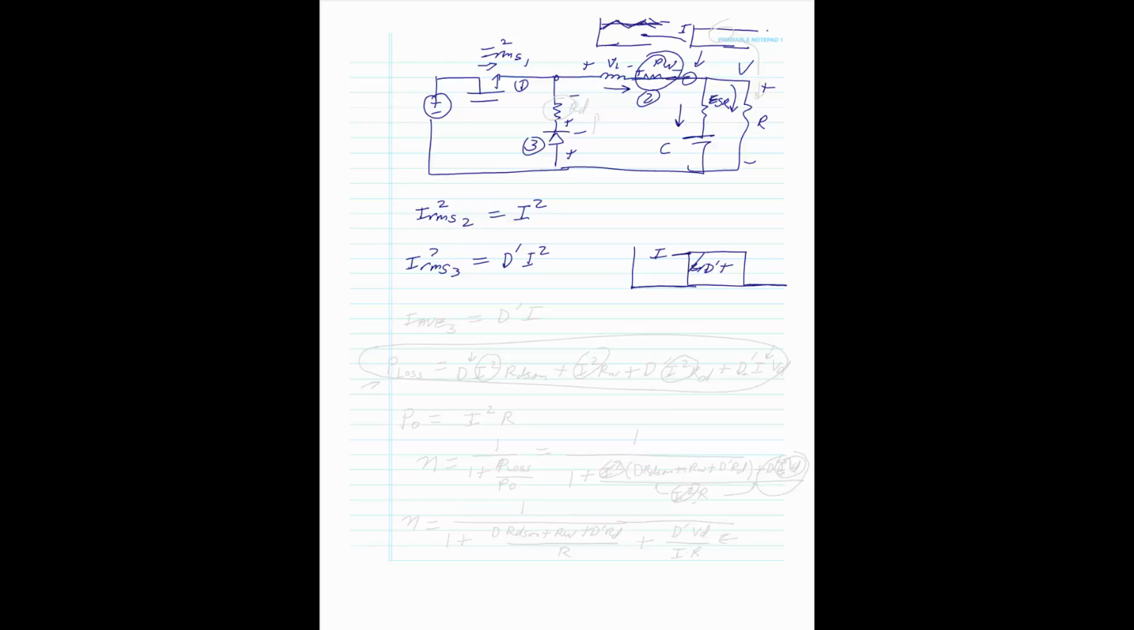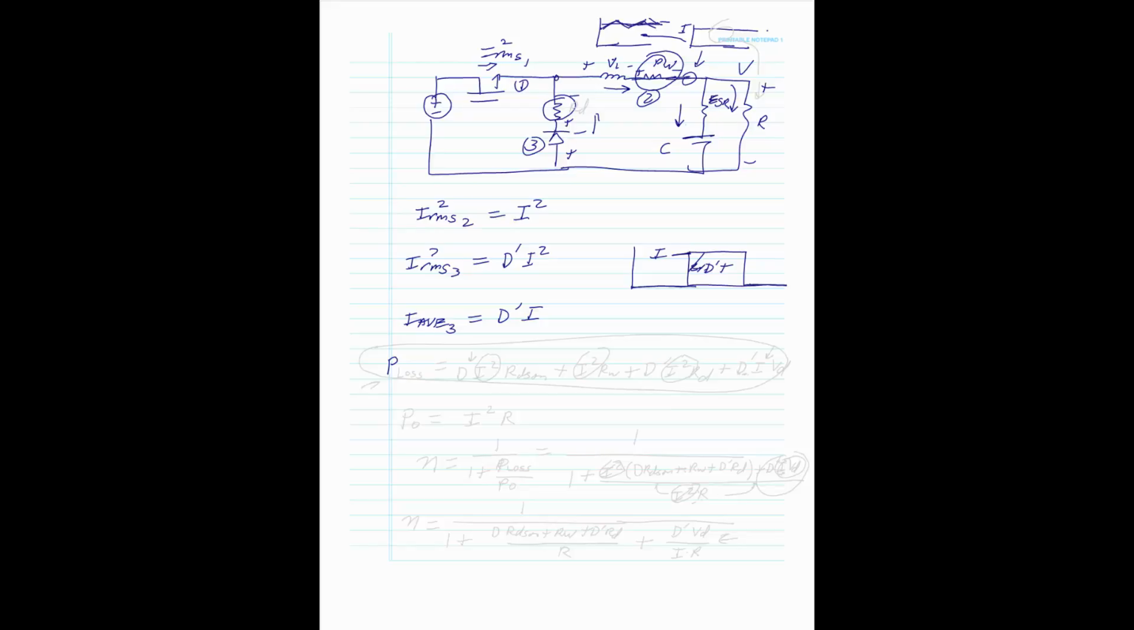Okay? And what do we want? We want the I average of 3. The I average of 3 is simply going to be D prime I, because D prime is when the current flows there. Okay, so now my loss. Plug and chug.